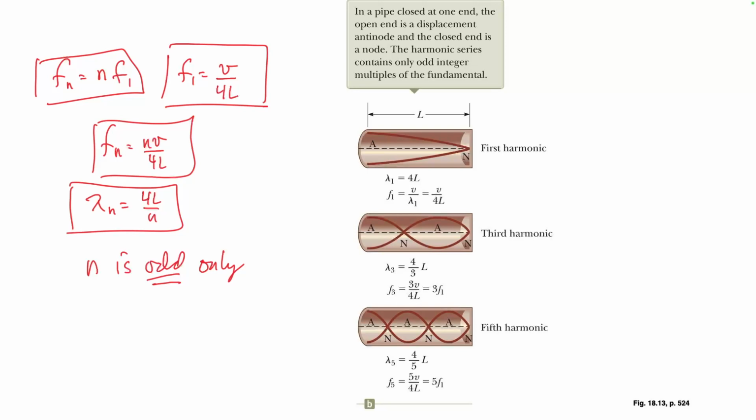The term overtone. Sometimes physicists will call the first harmonic the fundamental, but then they'll call the next one the first overtone. It's really like in an open pipe, the second harmonic can be called the first overtone. Third harmonic can be called the second overtone, so on and so forth. But in a closed pipe, the first overtone is the third harmonic.